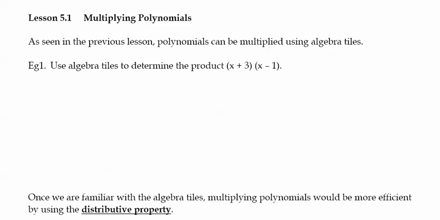So after the review, those are Math 9 concepts. After the review, how do we actually multiply polynomials that involve multiple terms? We saw the concept of FOIL, expanding polynomials by using FOIL, or technically expanding a product of two binomials together.